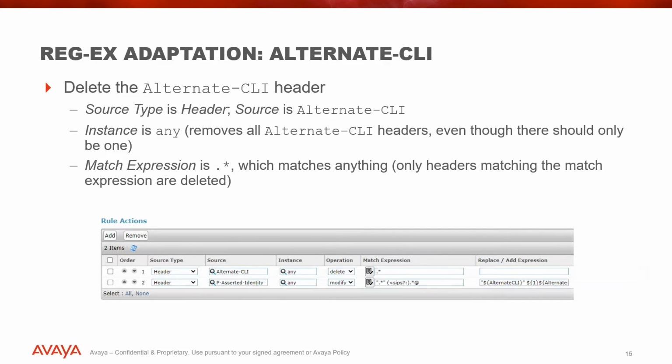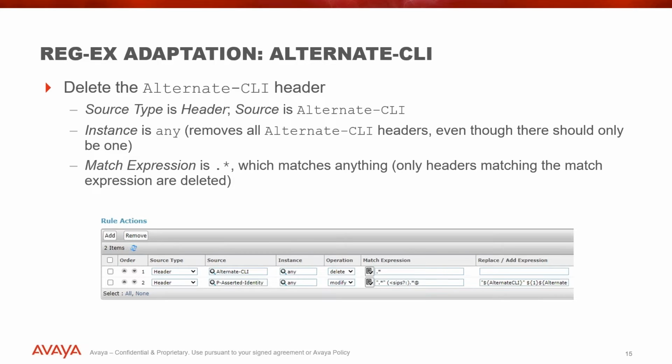The first action we want to take is, having saved what's in the alternate-CLI header, we want to delete that header. So that's a delete operation. You specify the source type header, source alternate-CLI. In this case, the instance is any, which means any matching header is going to be deleted. The match expression is dot star, which will match anything. So this action will delete one or more alternate CLI headers. Doesn't matter what's in the alternate CLI headers, they'll be deleted.